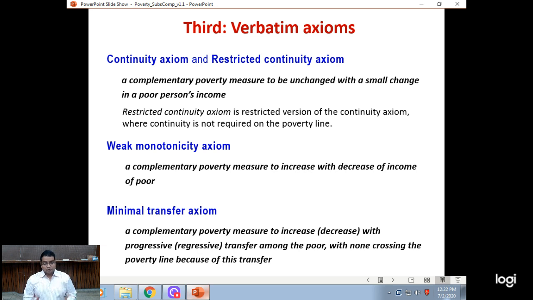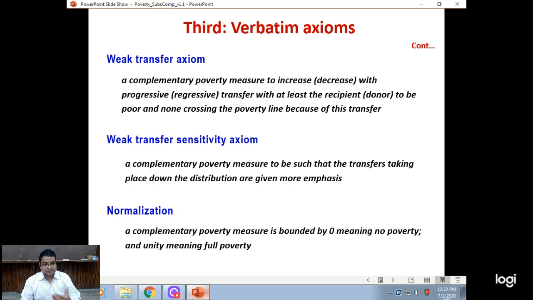And of course, the third set of axioms, which are the continuity axiom, weak monotonicity axiom, and minimal transfer axiom, are going to remain the same between the conventional poverty measure and the complementary poverty measure, because these axioms are meant only for the people who are below the poverty line. In that sense, those axioms would still be valid for the complementary poverty measure. The weak transfer axiom, the weak transfer sensitivity axiom, and normalization. Of course, normalization has to be valid in both measures, because whether it is complementary or conventional, it should be normalized in the sense that it should have a min-max value. The minimum should mean no poverty, or zero poverty, whereas one is full poverty, that is, all the poor people are at the highest level of poverty. So in that sense, normalization should be valid.